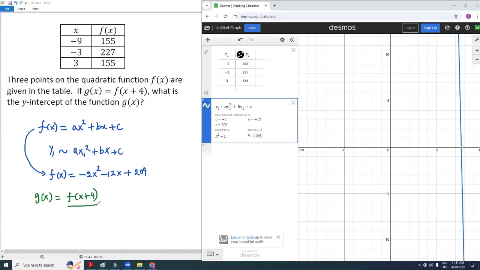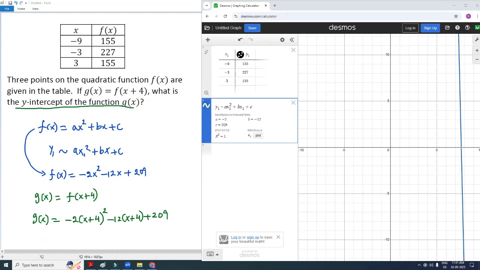Now to get the stuff for f of x plus 4, we have to plug in this x plus 4 for each x in the function f of x. Okay, then we get g of x equals -2 times x plus 4 the whole squared, -12 times x plus 4, plus 209. Okay, now to get the y-intercept of the function g of x, we have to plug in x equals 0.